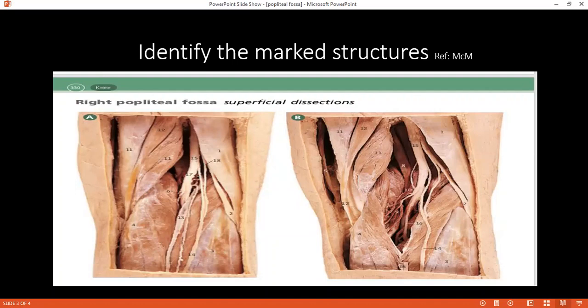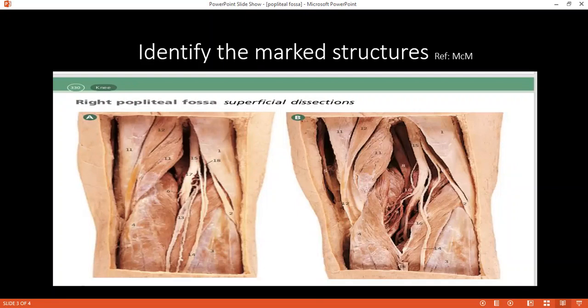What is the blood supply of the knee joint? Ma'am, there are some genicular branches which come off from the superficial femoral artery. They form an anastomotic network over the knee joint. So we have medial and lateral genicular branches.